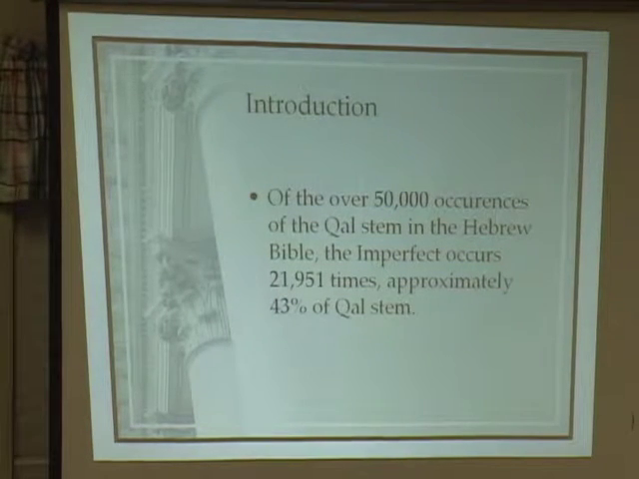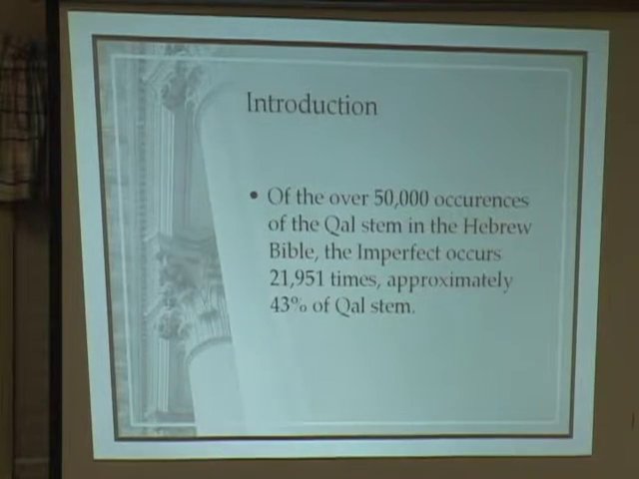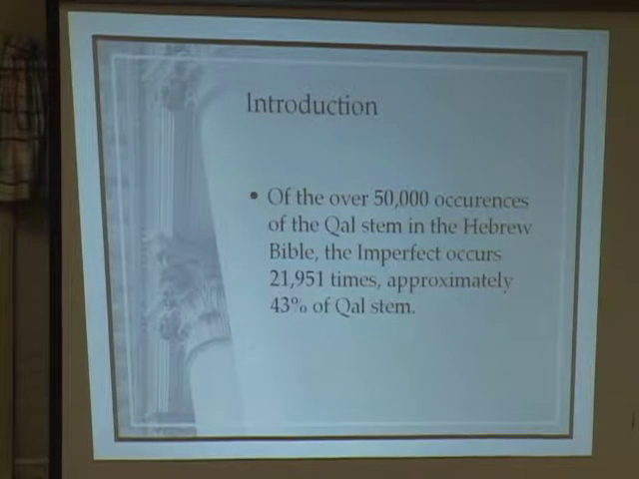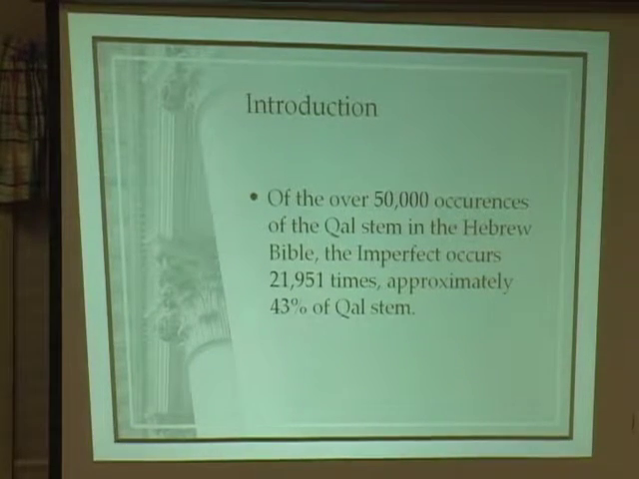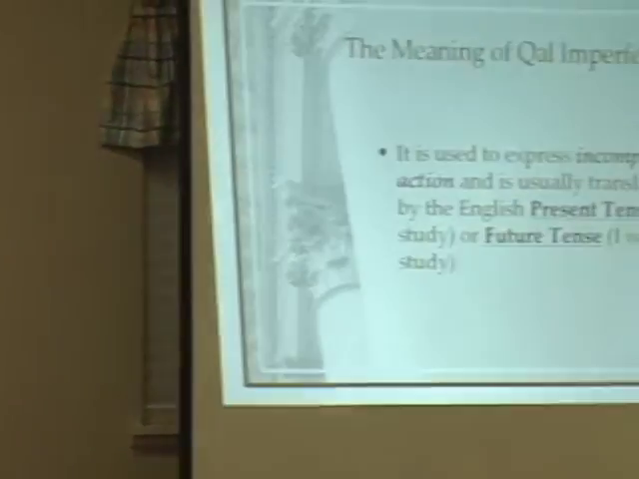Of the over 50,000 occurrences of the kal stem in Hebrew, the imperfect occurs 21,951 times, which is approximately 43% of kal. So, roughly 50%, I'd say. 43 or 50 is pretty close. So that's why it's important for us to commit this conjugation to memory. And we'll find some interesting facts about it too.